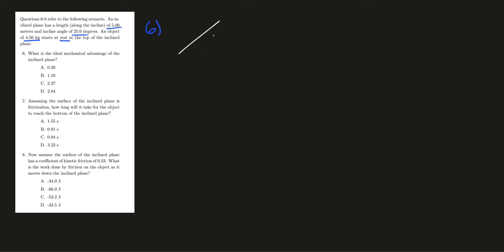So if we have an inclined plane that's like this, and the length here, let's just call this length L, this length H. The L is along the incline and H is the height of it. And the IMA is simply the length over the height. And I know that we're given that the length is 5 meters. And we're not given the height value, which is what we're trying to solve for.